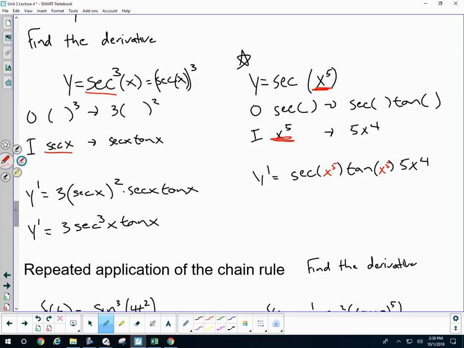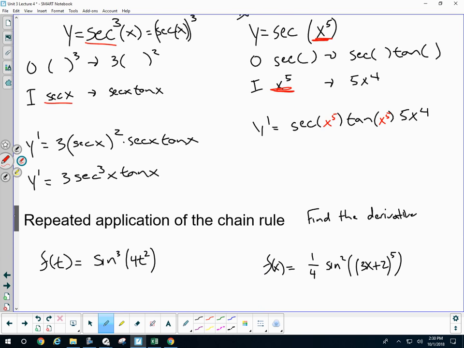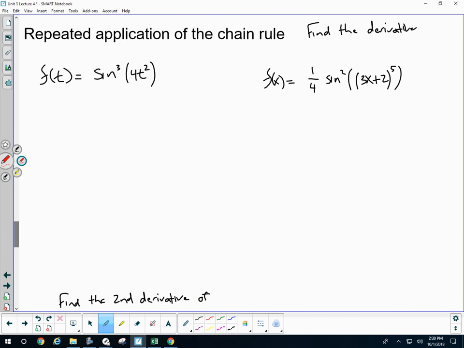All right, if you feel comfortable so far, great. It gets trickier. This next one, f of t, I could write as the sine of 4t squared cubed.